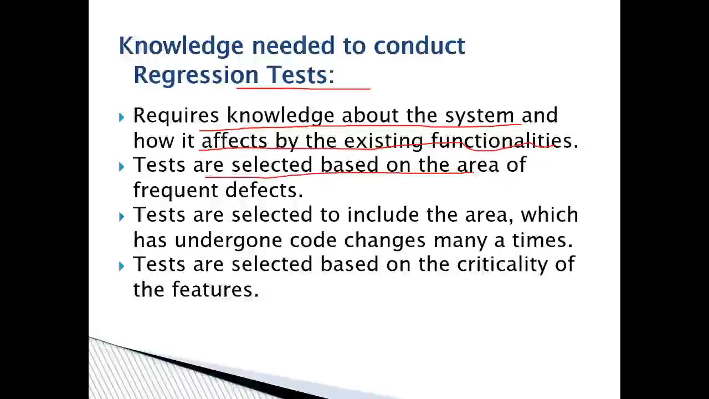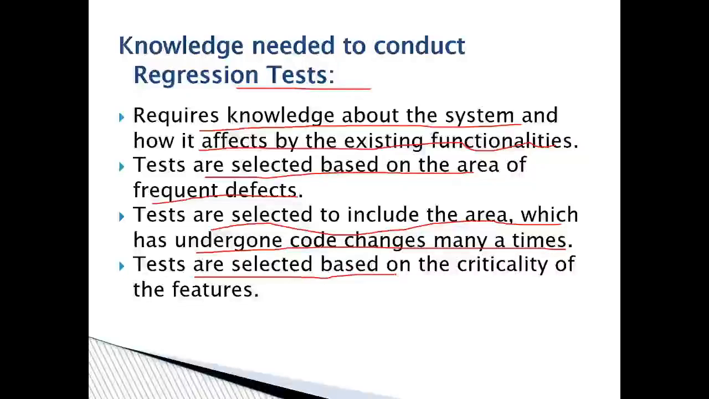Tests are selected based on the area of frequent defects. So you select test cases where frequent defects were occurring and you were fixing them. Mostly if you make any changes, obviously there are chances that defects may occur. Tests are selected to include the area which has undergone code changes many times. So you also select test cases from the area where you have kept changing the code, and made many changes to that particular function or area.